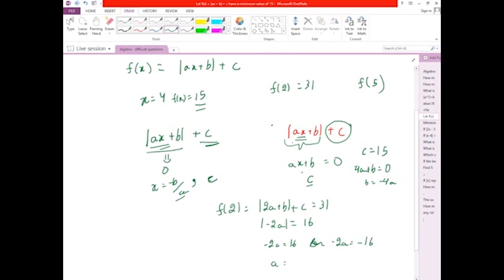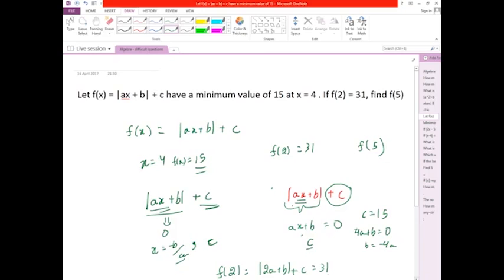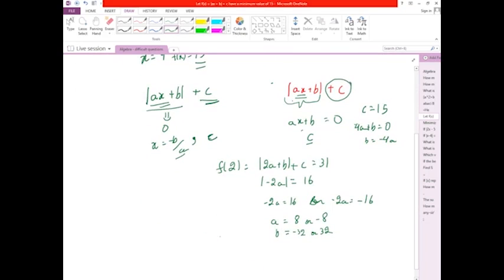And from here you get a equal to 8 or minus 8. And b is equal to minus 4a, or b is equal to minus 32 or 32. And then you can calculate whatever value is needed. If you are asked to find f(5), you can calculate f(5), which is equal to 8x minus 32 plus c, which was 15. So you can substitute it here, x is equal to 5, and you'll get the answer.